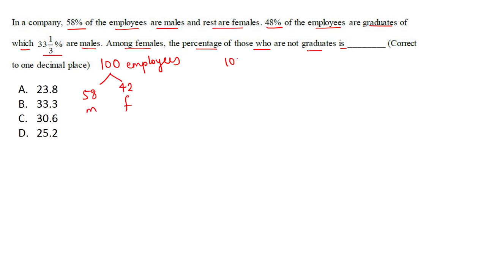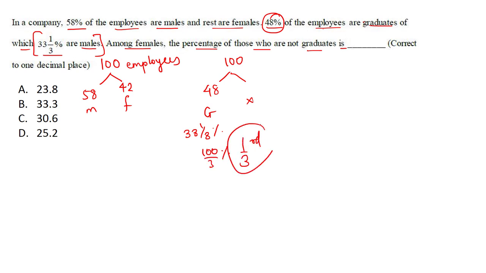Now, out of the 100 employees, 48 are graduates, and the rest are not graduates. Now, out of the 48% employees who are graduates, 33.3% are males. What is 33.3%? 33.3% is 100/3%. That is nothing but 1/3, a very famous fraction. So 1/3 of these 48 graduates. So the total number of graduates is 48 in the company. Out of that, 1/3 are males. So male graduates are 1/3 of 48. That comes out to be 16.